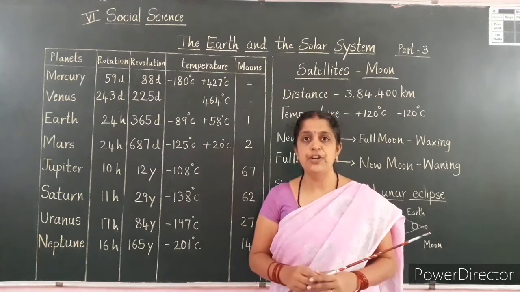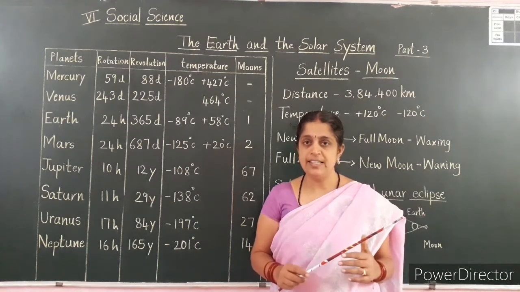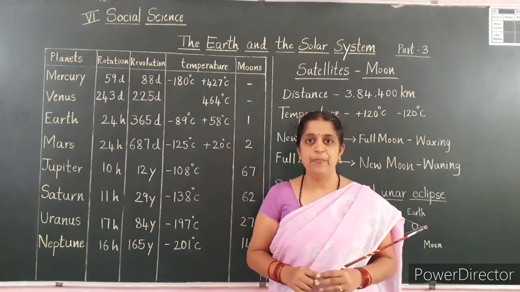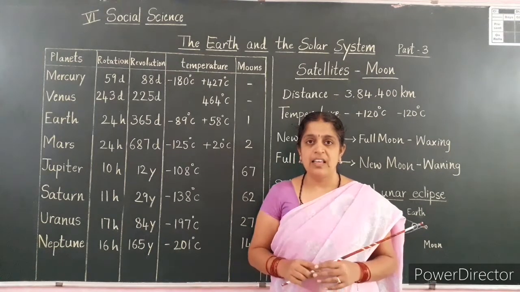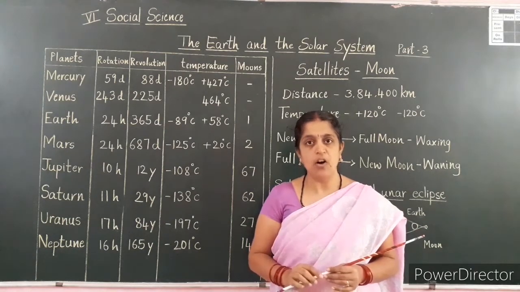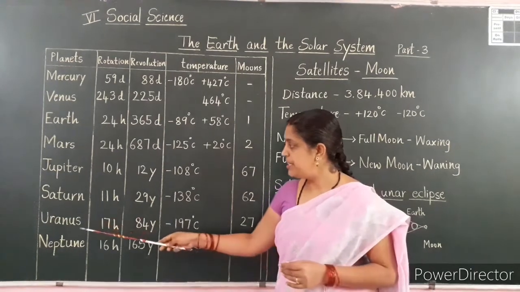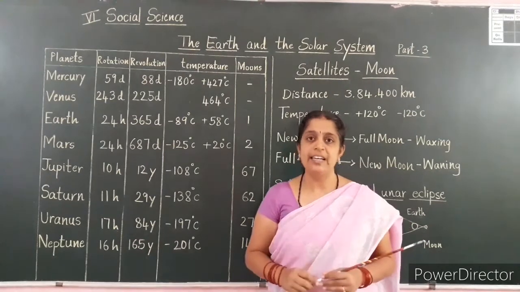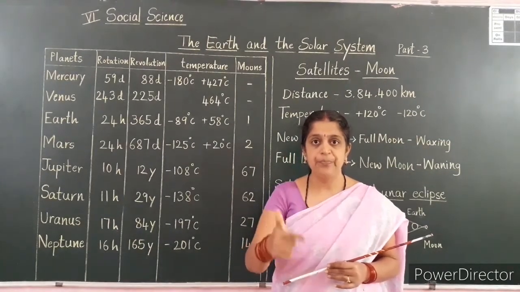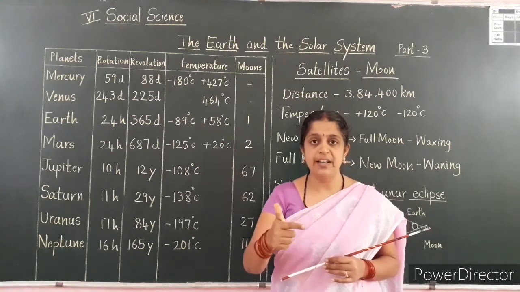Another great feature about Uranus is that it is tilted 90 degrees. Our Earth is tilted just 23.5 degrees, but Uranus is tilted 90 degrees. It spins on its side.